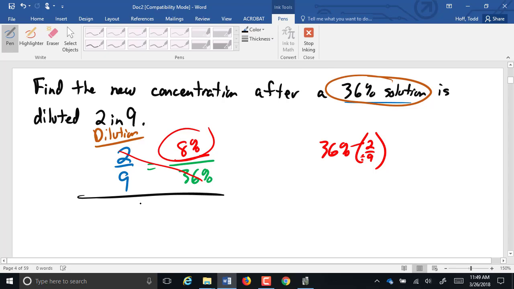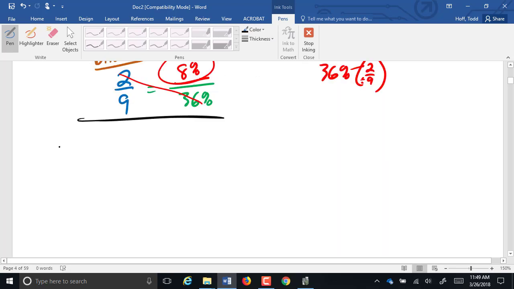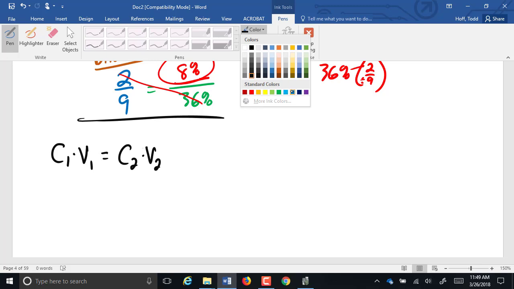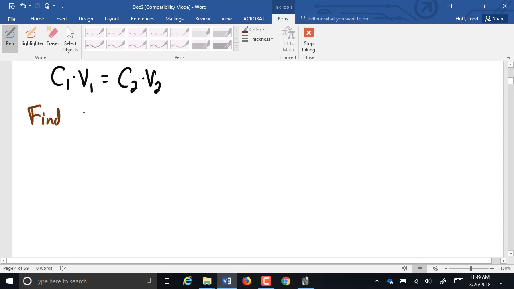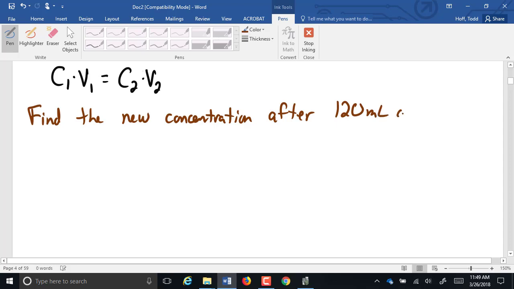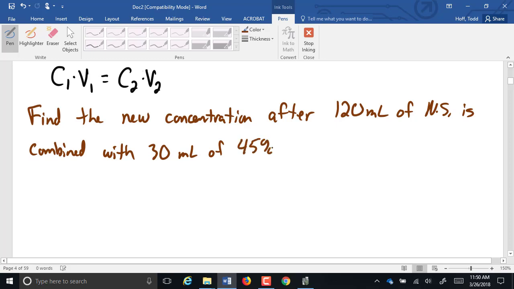We use this form of the dilution to come up with our change of concentration formula, C1V1 equals C2V2, which allowed us to ask such questions as: find the new concentration after 120 milliliters of saline, of sterile water, is combined with 30 milliliters of 45% solution.